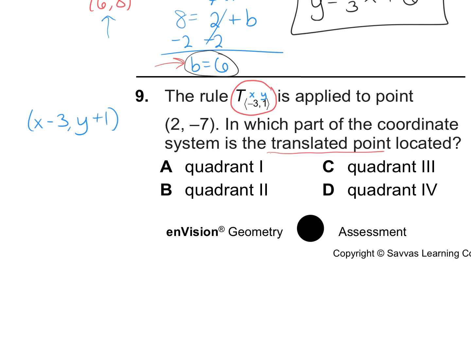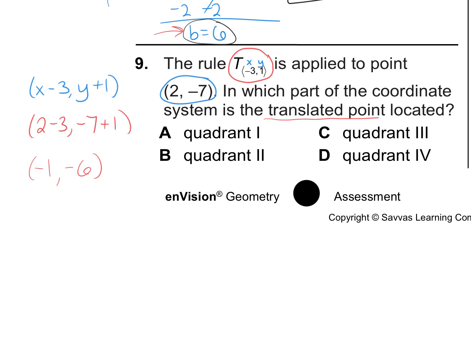Okay, so how do you think I figure out the rule applied to that coordinate? Minus your x and then plus your y. Right, we're just going to plug in those values. So our x is 2 minus 3. Our y is -7 plus 1. So what's 2 minus 3? -1. What's -7 plus 1? -6. Okay. So now it wants to know where it's located in the coordinate plane.